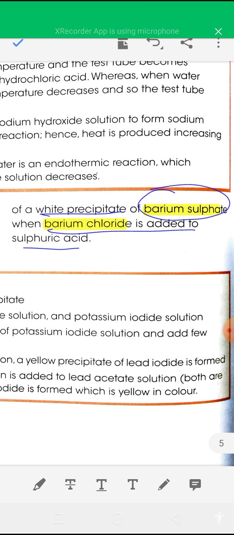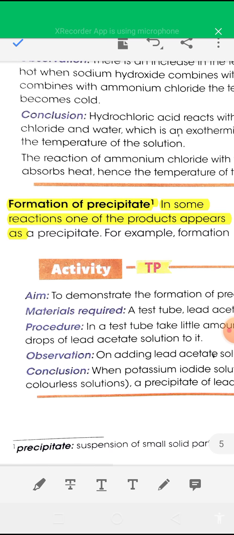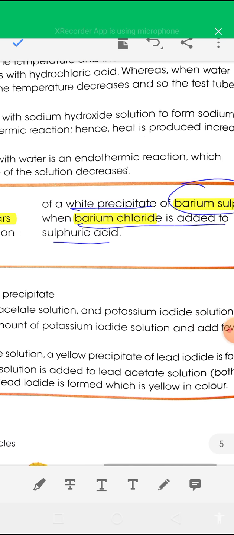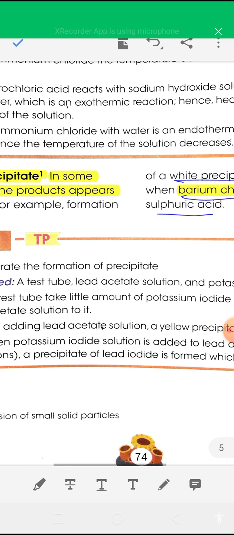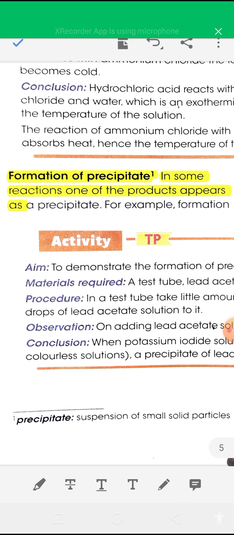So today in this video I have discussed what is a chemical reaction, what are reactants, what are products, conditions for a chemical reaction, types of chemical reaction, and the characteristics of chemical reaction. You have to remember all these characteristics and all these conditions with the examples.